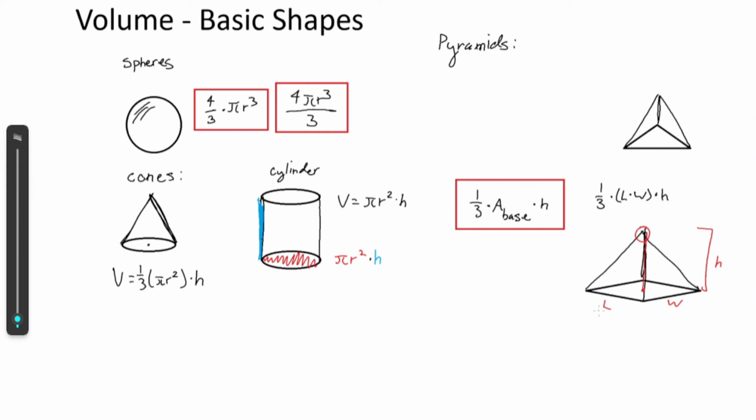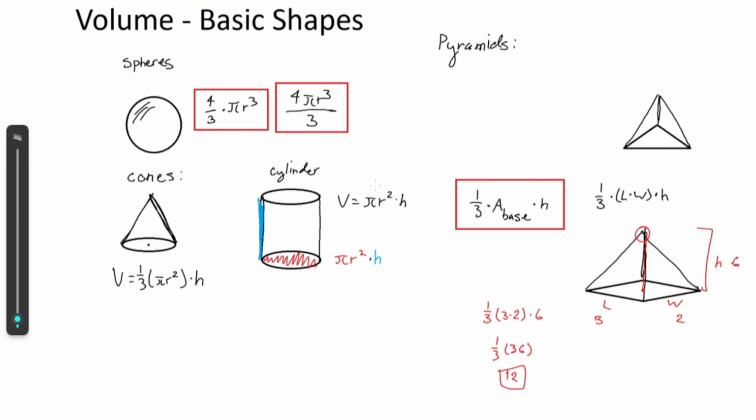So in this case, if this was 3 and this was 2 and the height was 6, we would say 1/3 multiplied by 3 times 2 times 6. So we can say 1/3 times, and then 3 times 2 is 6, and 6 times 6 is 36. Then we would just get 1/3 of 36, and that is 12. So the volume of this pyramid would be 12 whatever units you are using, cubic centimeters, cubic inches.